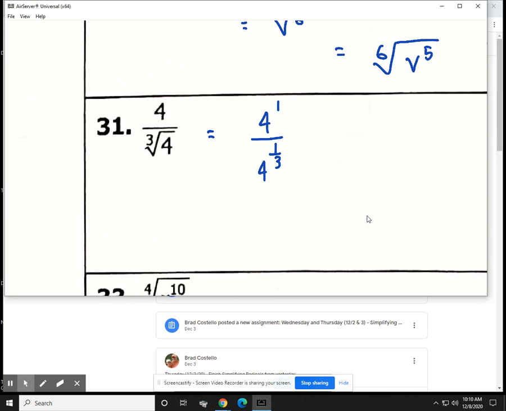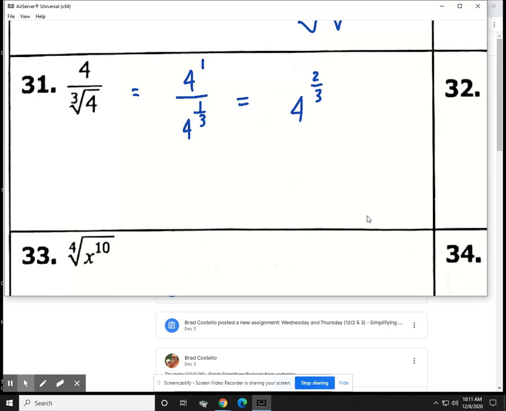Now, what do we do with these two? Those bases are the same, right? But we're dividing, so what do we do with those exponents? We subtract. The base stays 4, stays the same. But what is 1 minus 1/3? It's 2/3. 1 minus 1/3 is 2/3. So this is 4 to the 2/3 power. Okay? So let's rewrite that as a radical. What is this as a radical? Cube root of 4 squared. Well, what is 4 squared? So this is the cube root of 16.